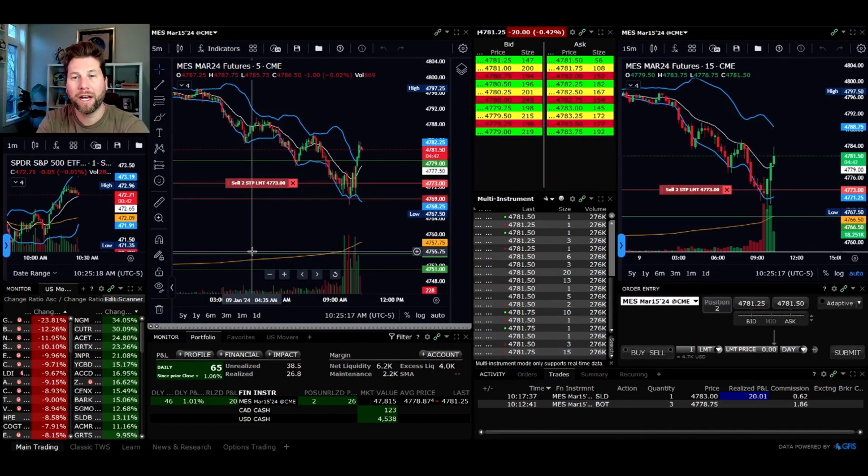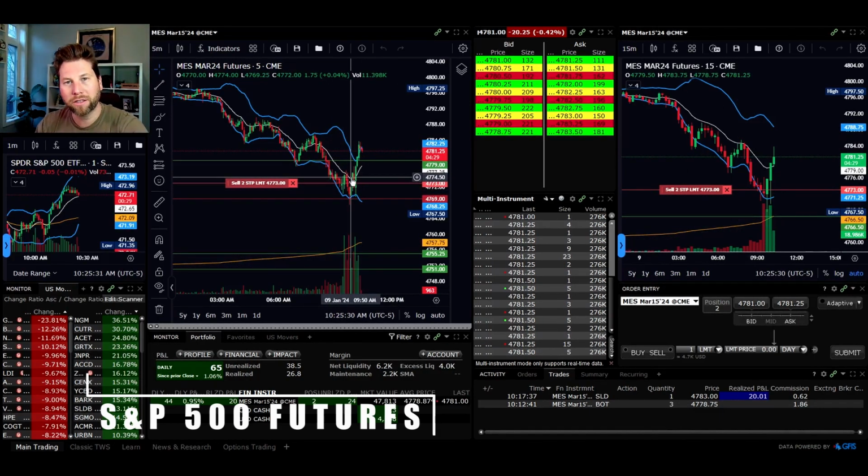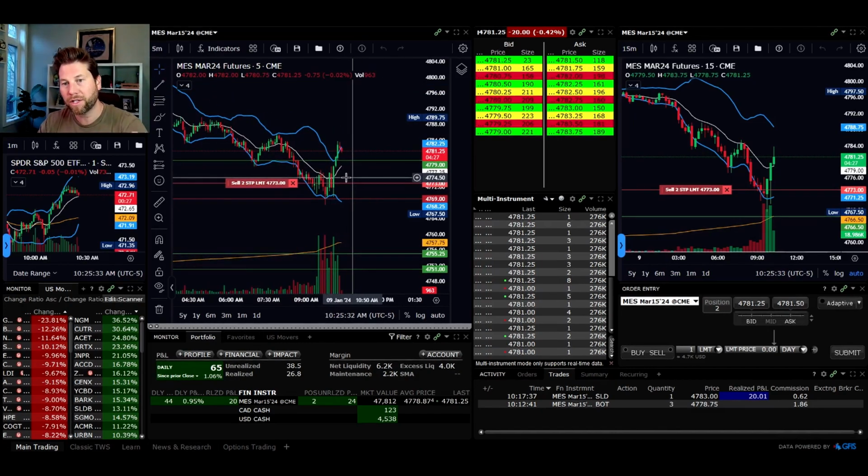If you want to watch someone trade in real time while I'm in the trade, I just made a quick $20 on this contract. I bought 3 micro futures contracts in the S&P 500. I have no idea what's going to happen. I got into the trade because I saw my trading plan come up, so I've just entered the trade.